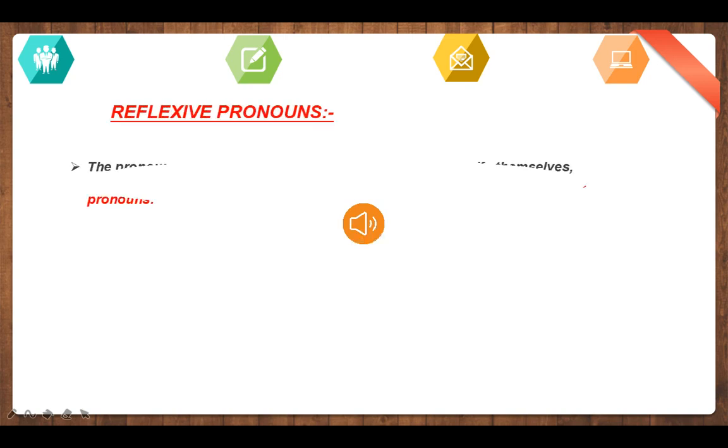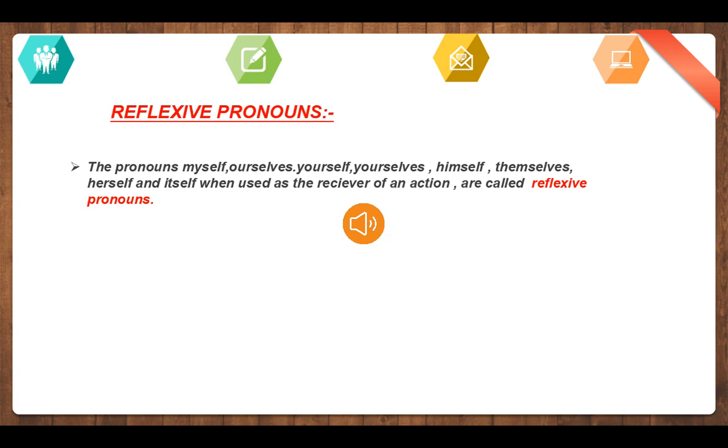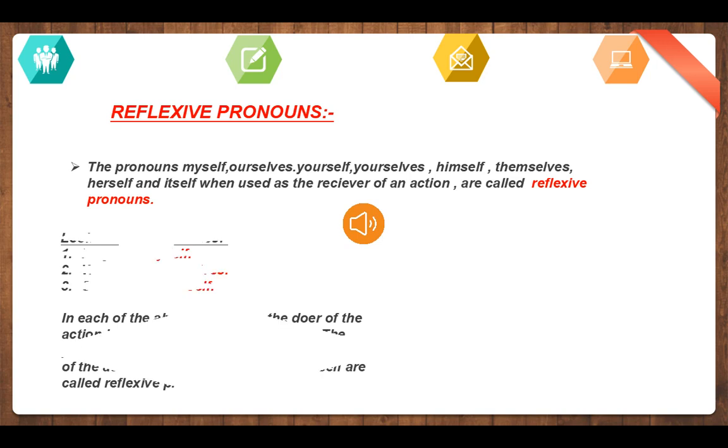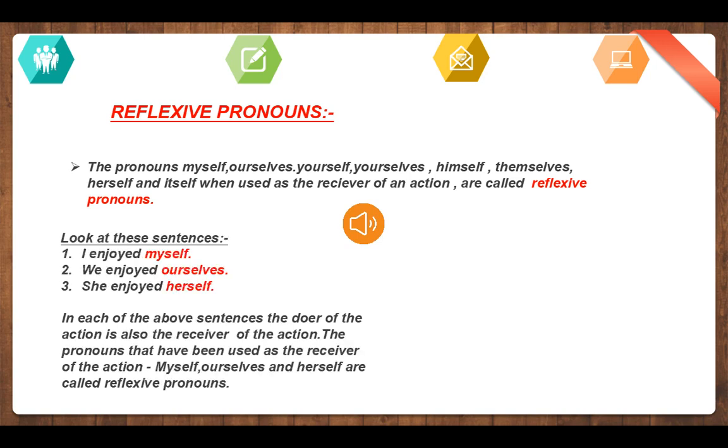Now, reflexive pronouns. The pronouns myself, ourselves, yourself, yourselves, himself, herself, itself, and themselves, when used as the receiver of an action, are called reflexive pronouns. Now, look at these sentences. I enjoyed myself. We enjoyed ourselves. She enjoyed herself.